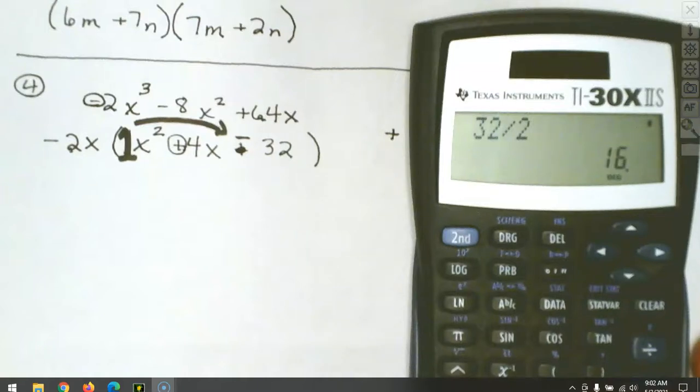Well, 2 and 16. Does 2 and 16 give you 4 when you subtract them? No, that gives you 14, right? We don't want 14, we want 4. That tells me then I need to go up. All right, so when the number is too big, you have to go up. So that 2, let's try a 4.